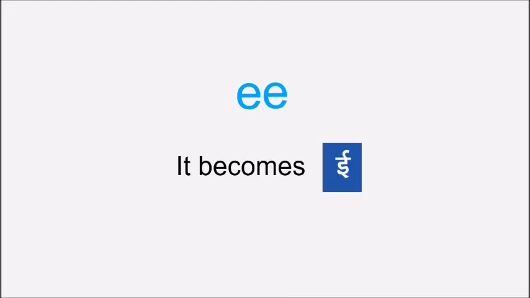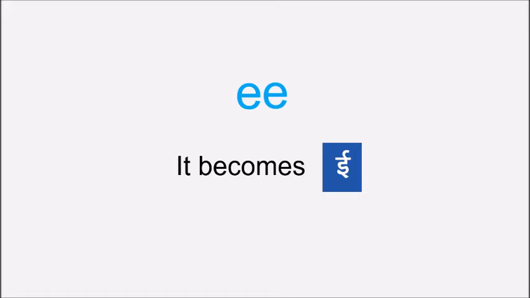Children, which letter is this? Letter E. Letter E says eh. Now, one more E has come and they are going to join each other. Now we have two E's and they have become ee. Their sound is ee. When there is only one E, we say eh. But when we have two E's, we call them ee.